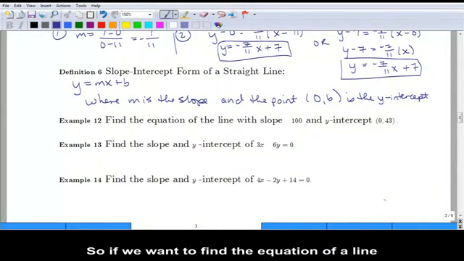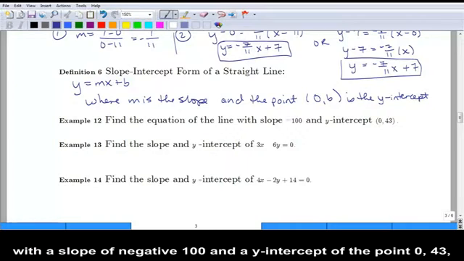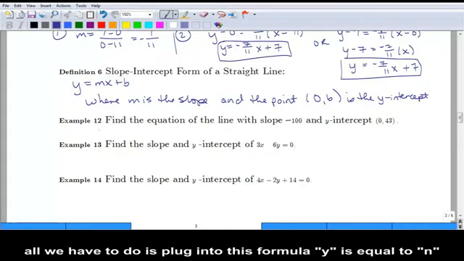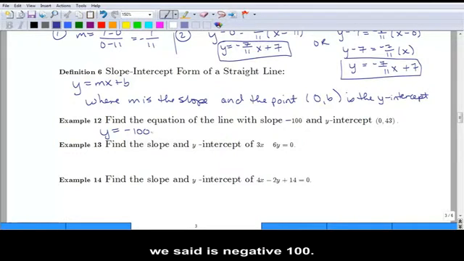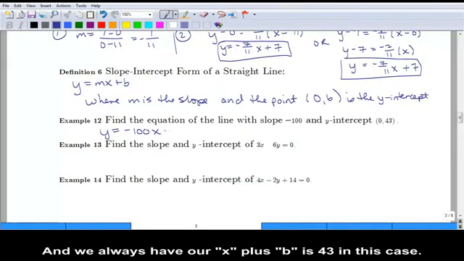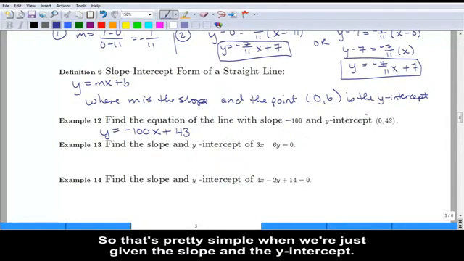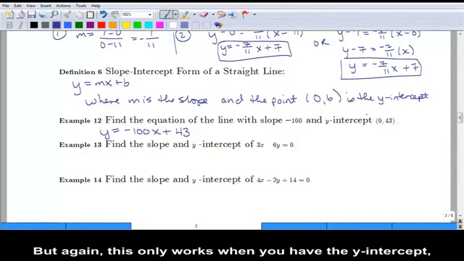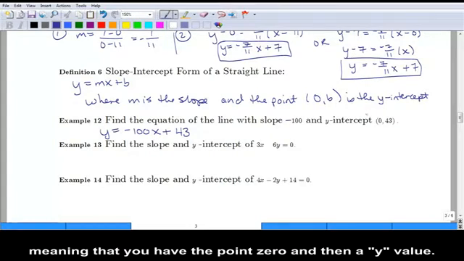So if we want to find the equation of a line with a slope of negative 100 and a y-intercept of the point 0, 43, all we have to do is plug into this formula. y is equal to m, which we said is negative 100, times x, plus b, which is 43 in this case. So that's pretty simple when we're just given the slope and the y-intercept. We can plug it directly in. But again, this only works when you have the y-intercept, meaning that you have the point 0 and then a y value.